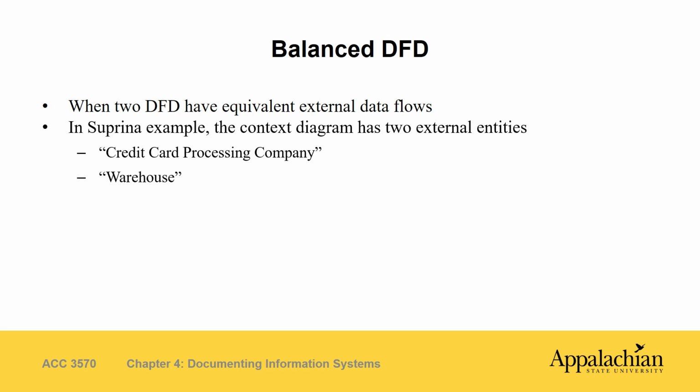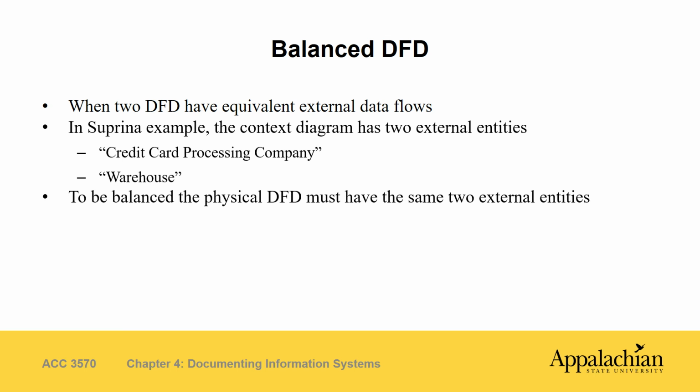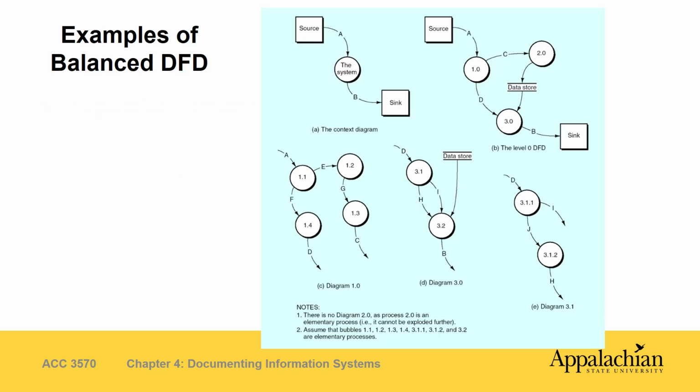So with the Saprina example, that's the example in the book, we have two external entities, credit card processing company and warehouse. So to have a balanced physical data flow diagram, any diagrams that are done at the zero level, as we talked about in the prior class, are going to have those same two external entities. Here are some examples of balanced data flow diagrams. You can see here we start with just the context diagram. You've got your two external entities.